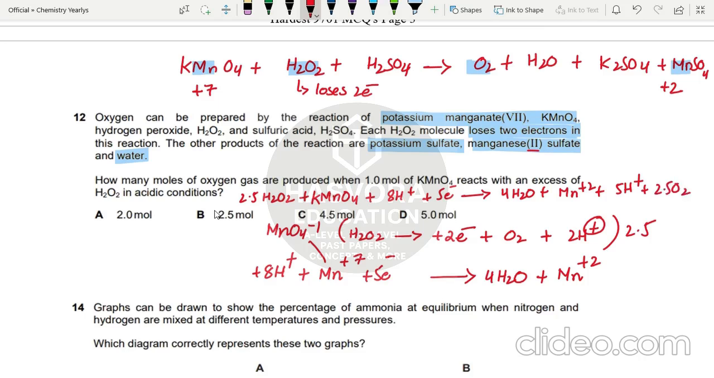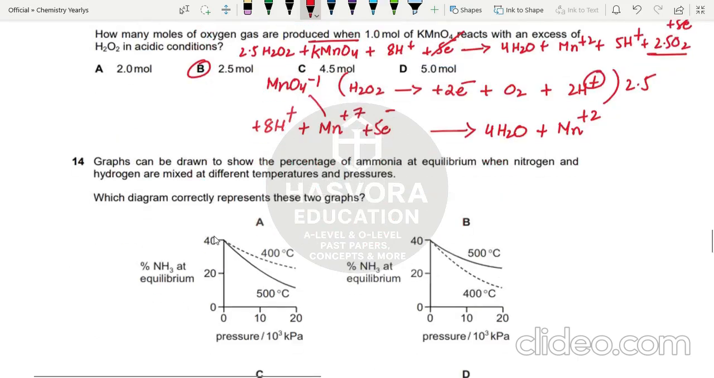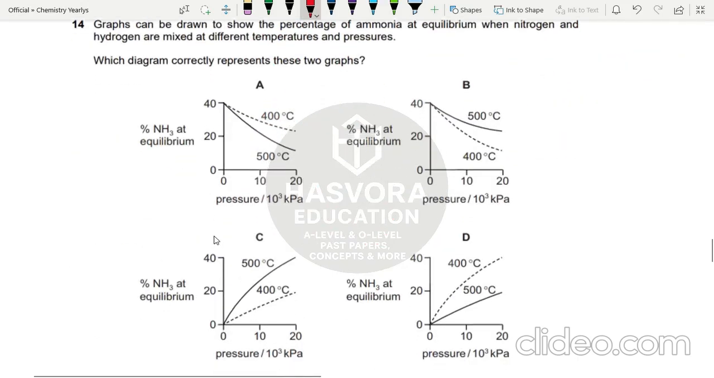So we can just cancel out the number of electrons. This will become 5 electrons. So can we balance out, cancel out these? Yes, we can. And now you can see that 1 mole of this KMnO4 is producing 2.5 mole of oxygen. So hope you understand this question, because it requires very much working. It is a bit advanced than the normal oxidation questions, like I showed you before. So now let's move on to this question.